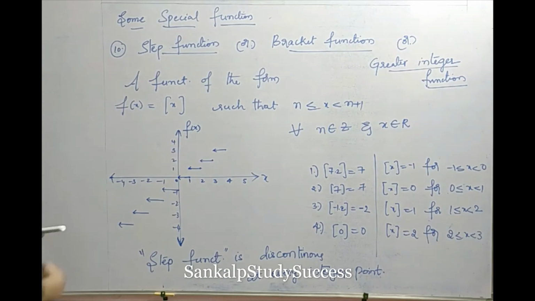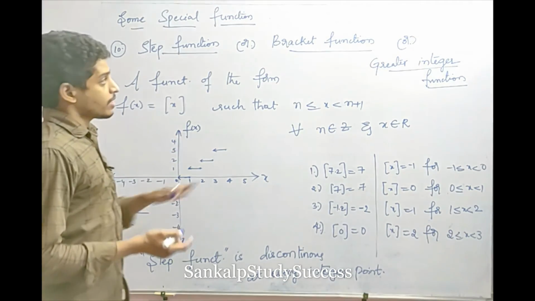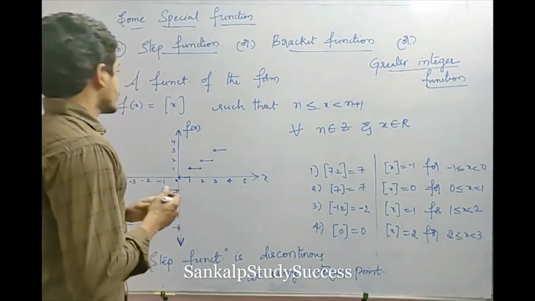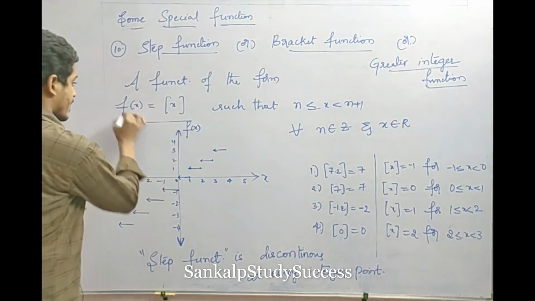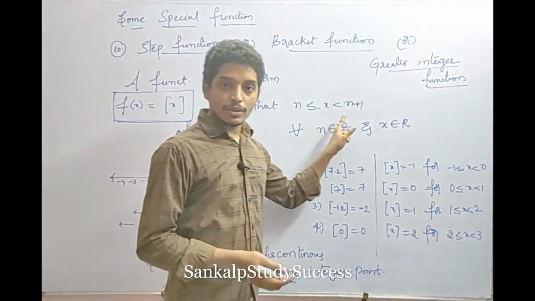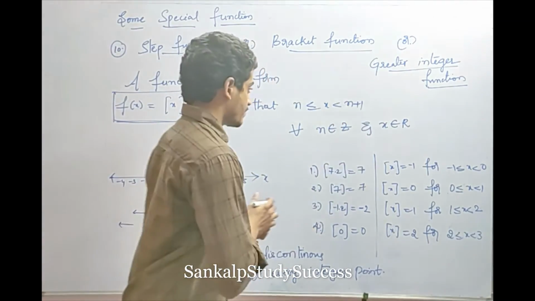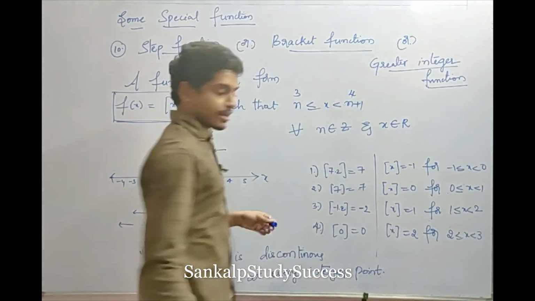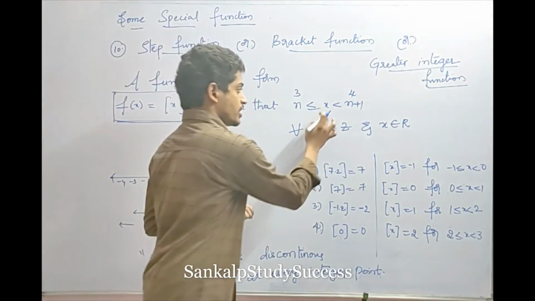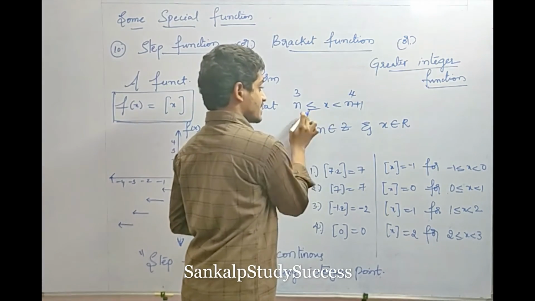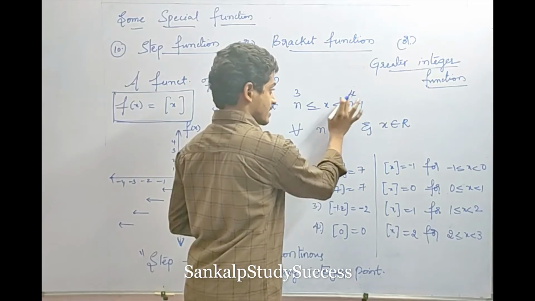So the next important function is the step function, or bracket function, or greatest integer function. Remember, friends, a function of the form f(x) = [x] such that n ≤ x < n + 1. Suppose n equals 3, then n + 1 is 4. If x lies between 3 and 4, it means n is less than or equal to 3 but not equal to 4.